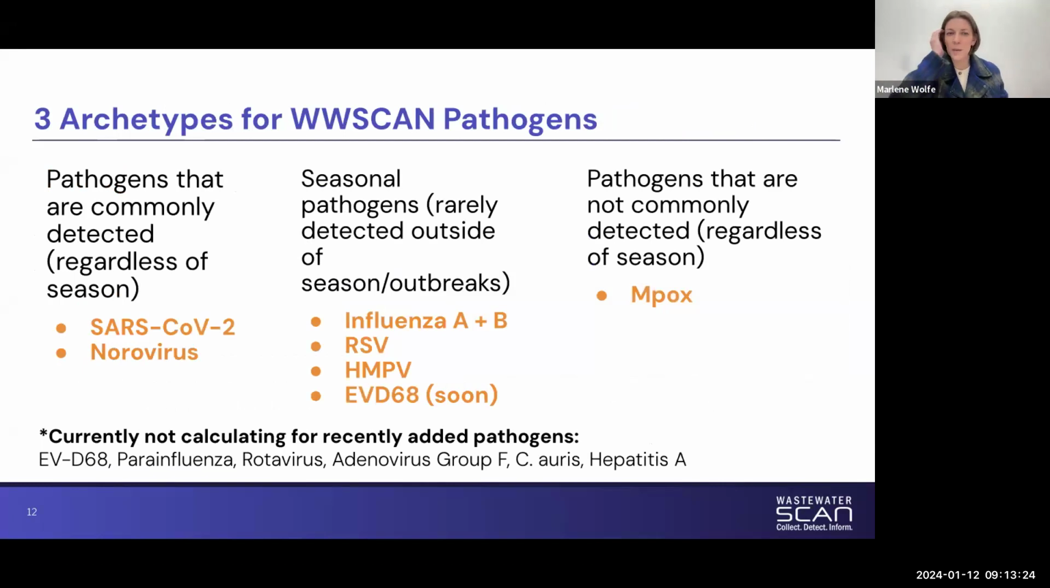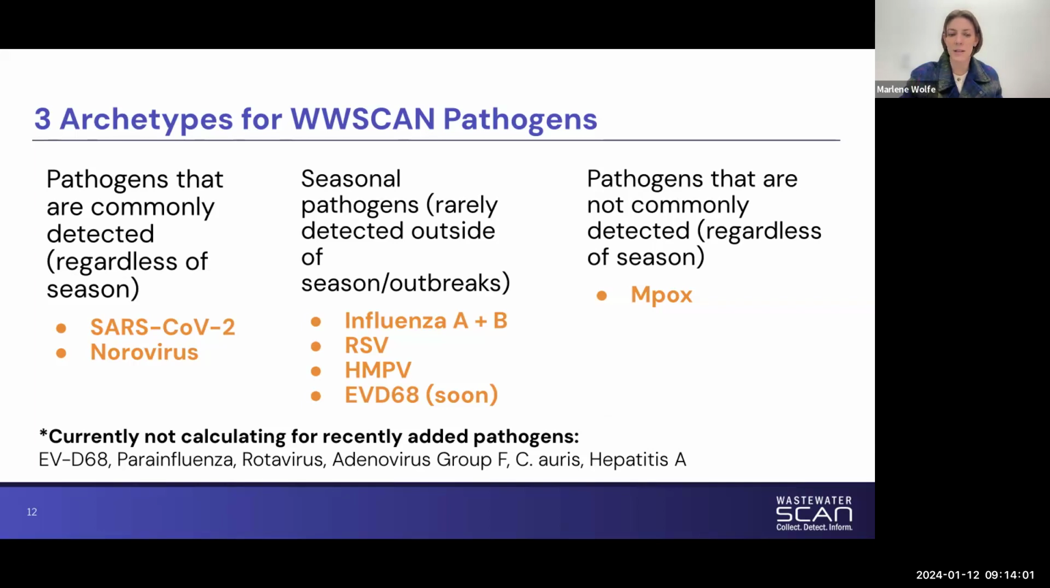We have three different archetypes for the wastewater scan pathogens. First, pathogens that are commonly detected regardless of season. We have one approach where we're just looking at the levels and the trends and considering both of those to determine a category. For seasonal pathogens, where we're not detecting them all the time, there might be a good portion of the year where we're not detecting that pathogen, but we expect regular outbreaks to happen. We use another method where we look at the start and onset of the season by seeing when detections begin to become consistent, and then we look at levels and trends.